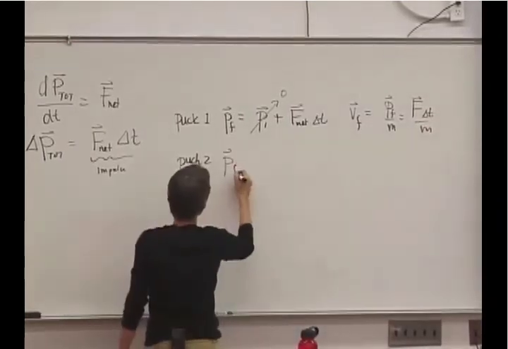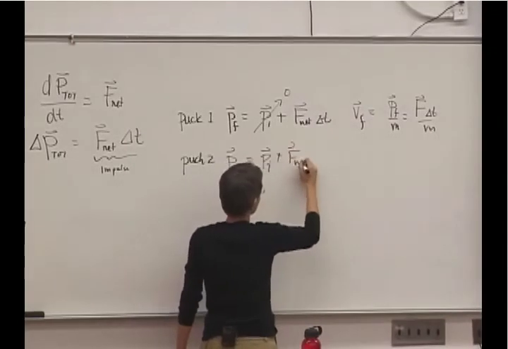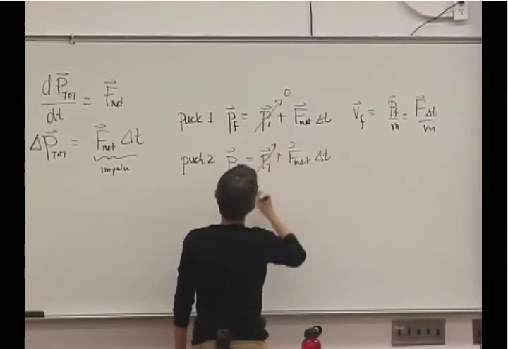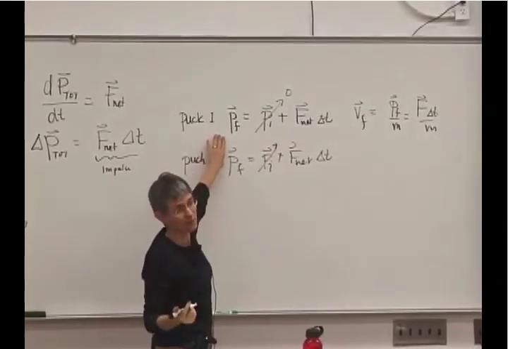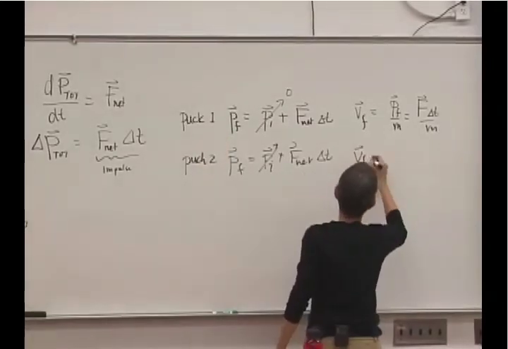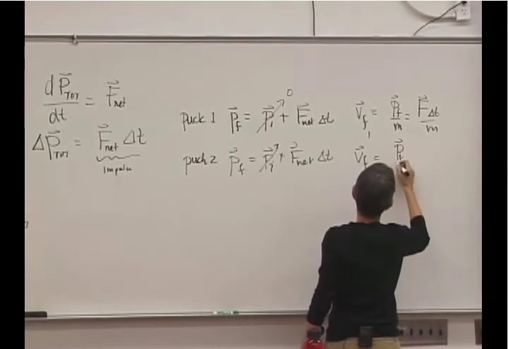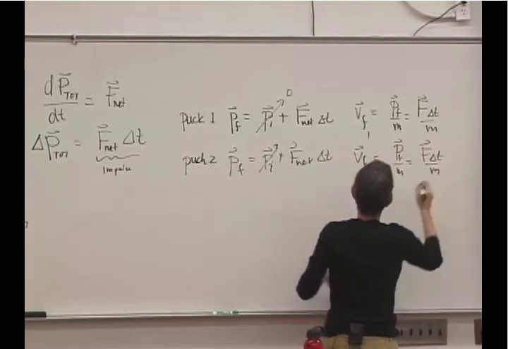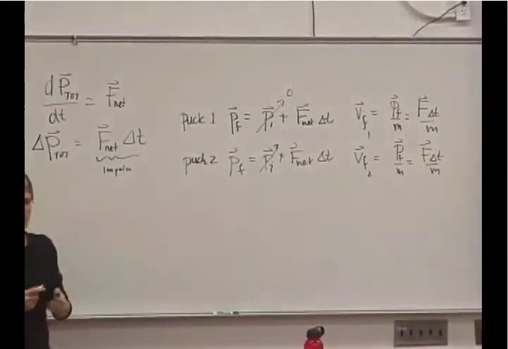Puck 2, p final is p initial plus F net delta t. P initial was 0. According to the momentum principle, it ought to have the same final momentum, right? So v final for puck 2 is going to be p final over m, which is going to be F delta t over m, and it looks like they should have the same final velocity. Yes?